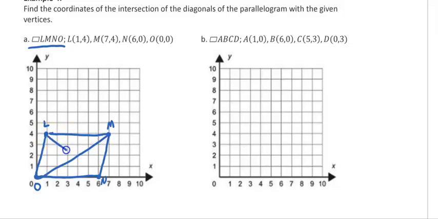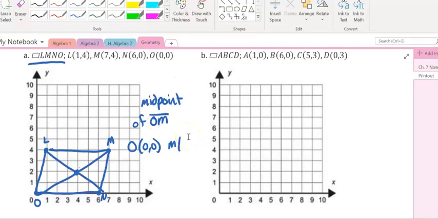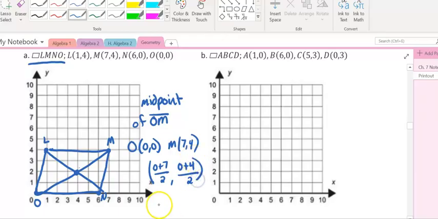So that means the diagonals are going to cut each other into two equal parts. Now I'm pretty confident it's right here, but how I can know for sure is I can find the midpoint of one of the diagonals. So let's say the midpoint of OM. So O is (0, 0), and M is (7, 4). And the midpoint formula is where you add the x's and divide by 2 and add the y's and divide by 2. So 0 plus 7 is 7. 7 divided by 2 is 3.5. 0 plus 4 is 4. 4 divided by 2 is 2.